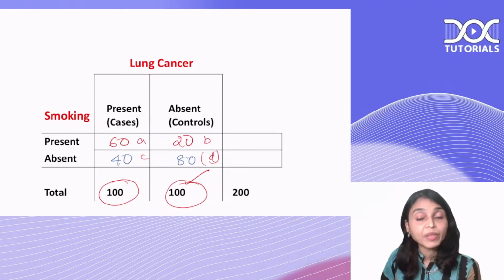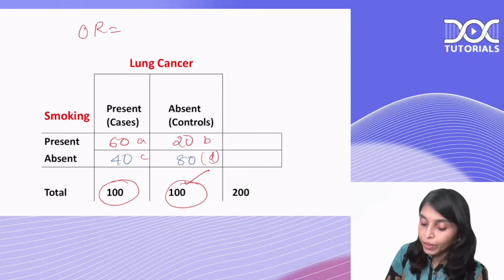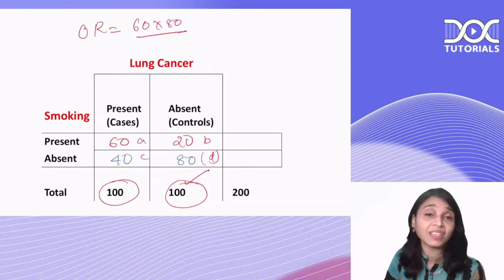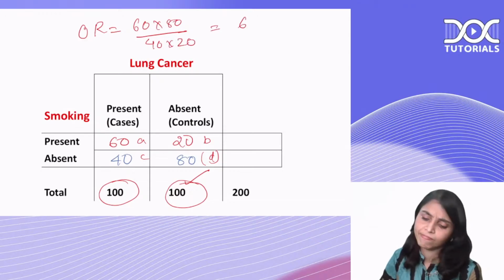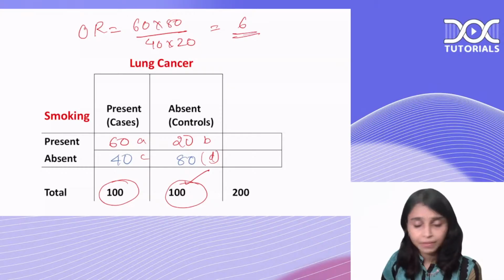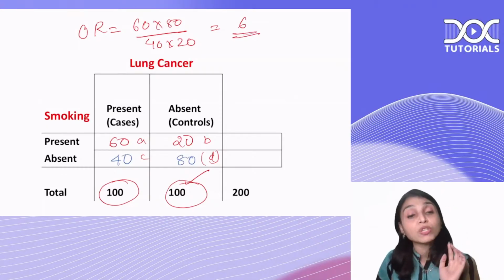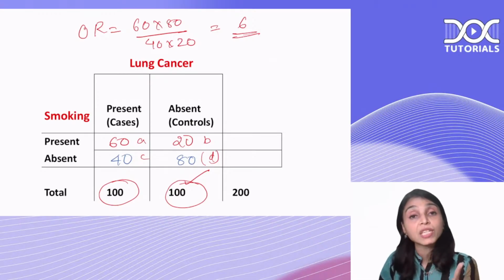So here what will be the odds ratio, guys? Odds ratio equals 60 into 80, AD by BC, divided by 40 into 20. So you will get 6. Now, what do you mean by an odds ratio of 6? An odds ratio of 6 means smokers have 6 times more chance of getting lung cancer compared to non-smokers. This is how you do the interpretation.